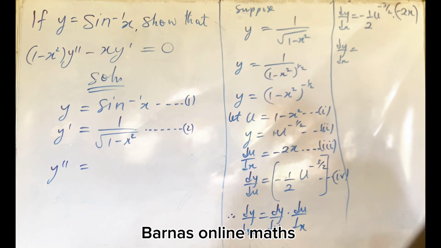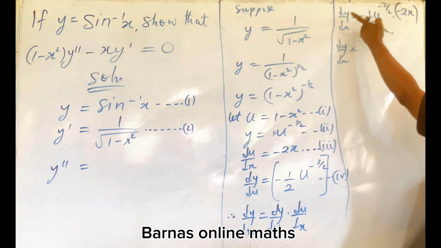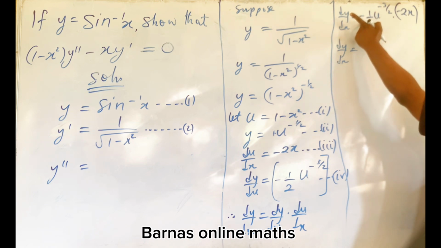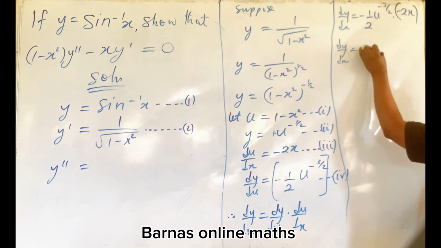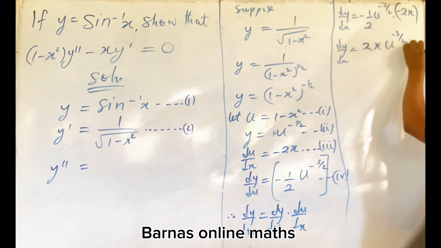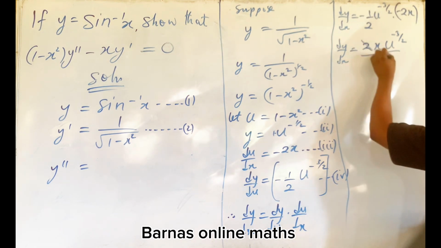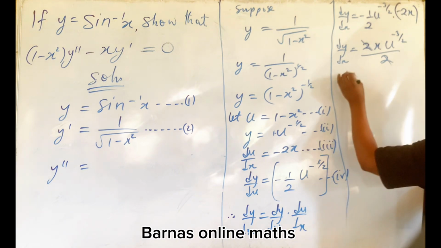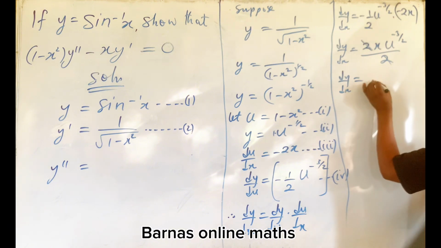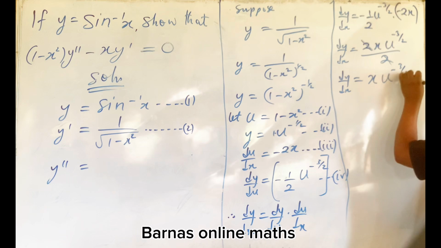you find out that we are going to have this minus here make this minus to be positive. If that happens, we are going to have 2x u to power minus 3 over 2 all upon 2, such that these two will cancel, left with dy dx to be equal to x u to power minus 3 over 2.